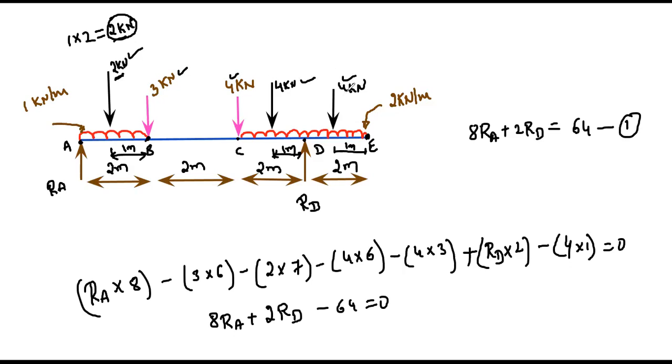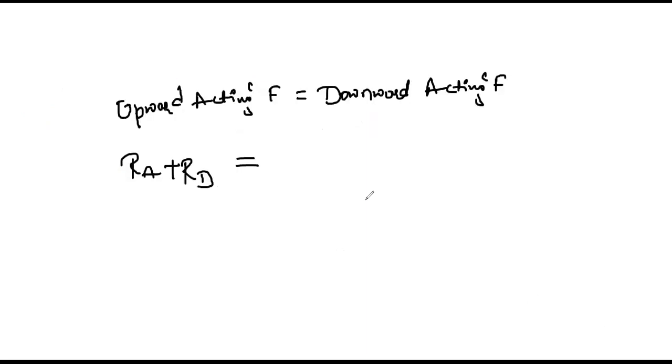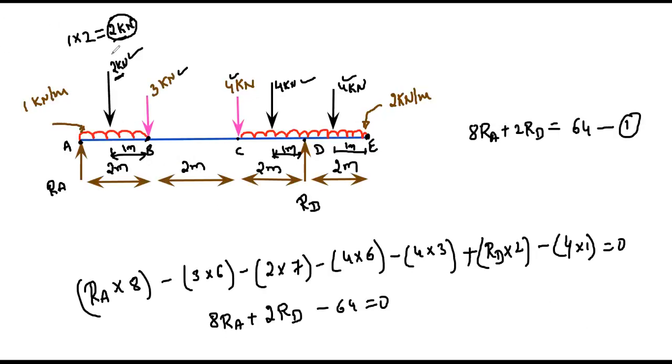Together I can write here 2 kilonewton plus 3 kilonewton plus 4 kilonewton plus 4 kilonewton plus 4 kilonewton. 2 plus 3 is 5, 5 plus 4 is 9, 9 plus 4 is 13, 13 plus 4 is 17.